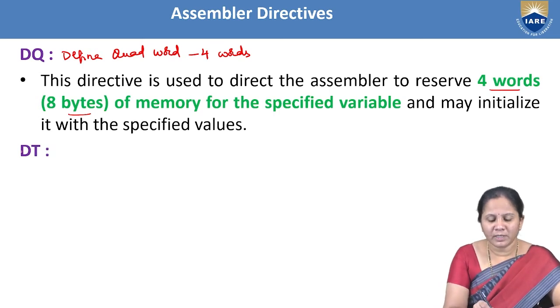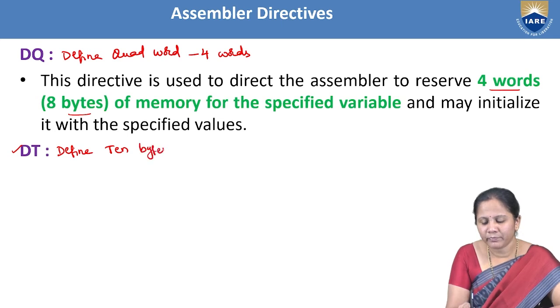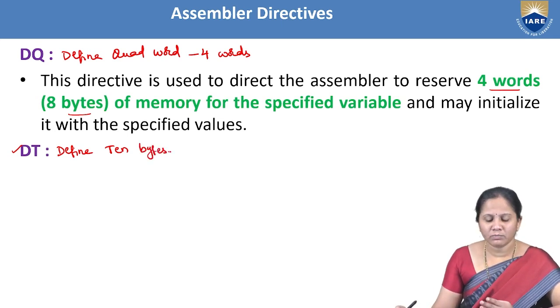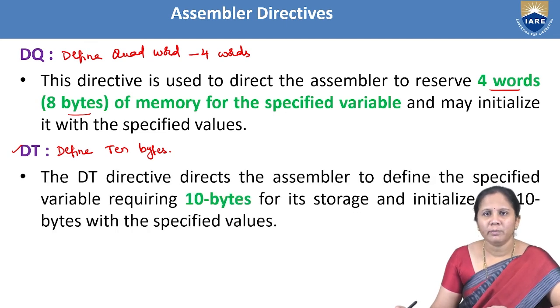Similarly, DT is another assembler directive. DT represents define 10 bytes. It directs the assembler to reserve 10 bytes of memory in order to store the specified values which are present in the instruction.